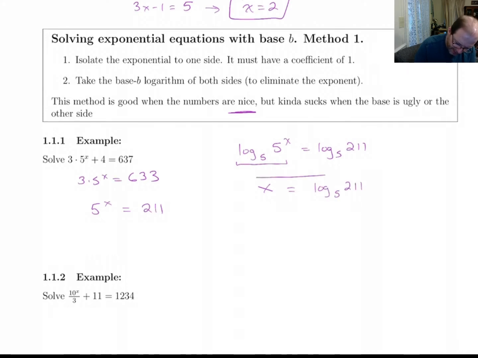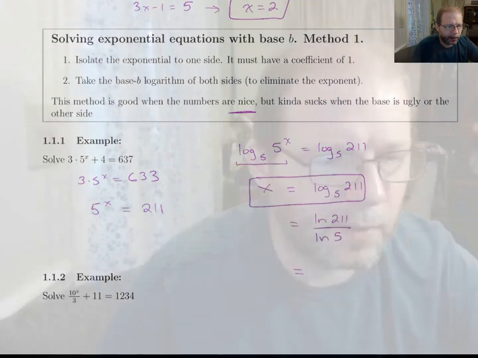Well, that's the exact answer, but it's probably not the answer you want. I mean, you'd like to have a number. So let's get this as a decimal approximation. And I'm going to do that as ln of 211 over ln of 5. I'm going to do that on my calculator. So let's see, ln of 211 divided by ln of 5.